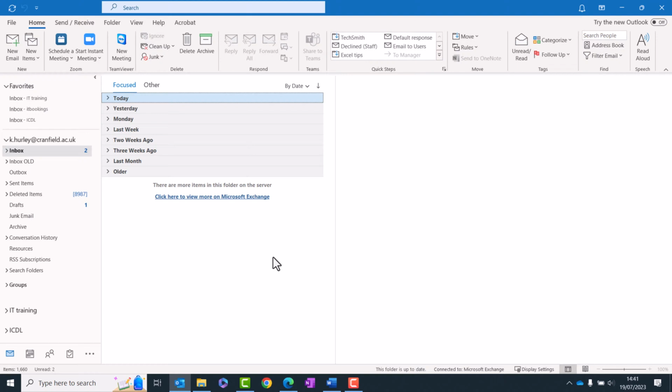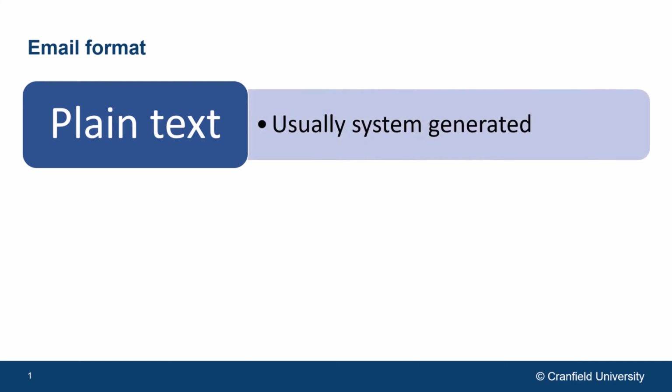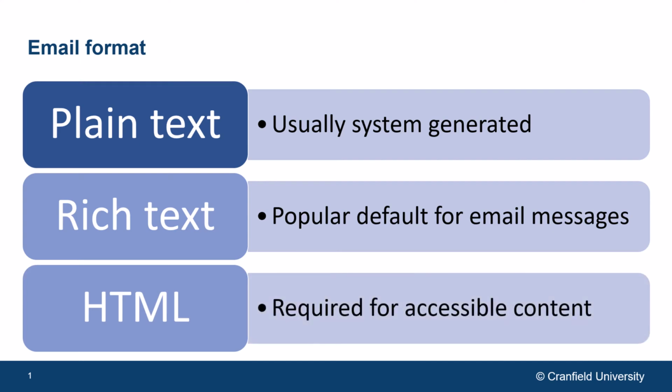To ensure you are creating accessible emails, the first setting to check or change is mail format. There are three email formats available: plain text, which are often system-generated messages; rich text, the common default, most emails you will receive will be in this format; and HTML, which is the recommended format, allowing you to apply full formatting to text, insert lists, apply heading styles for structure, and add alt text to images.